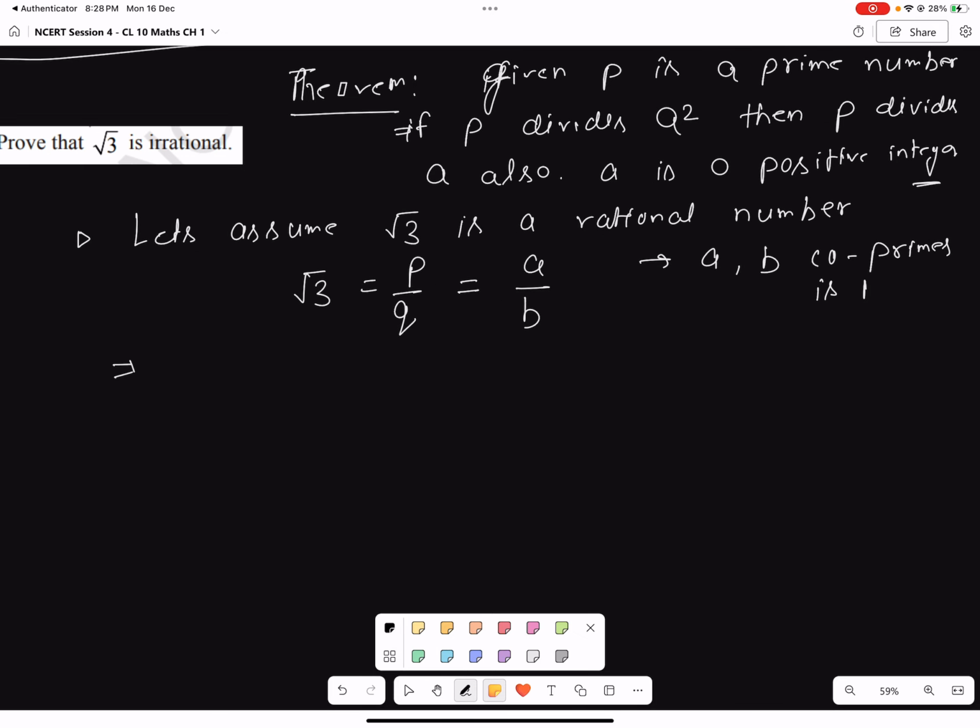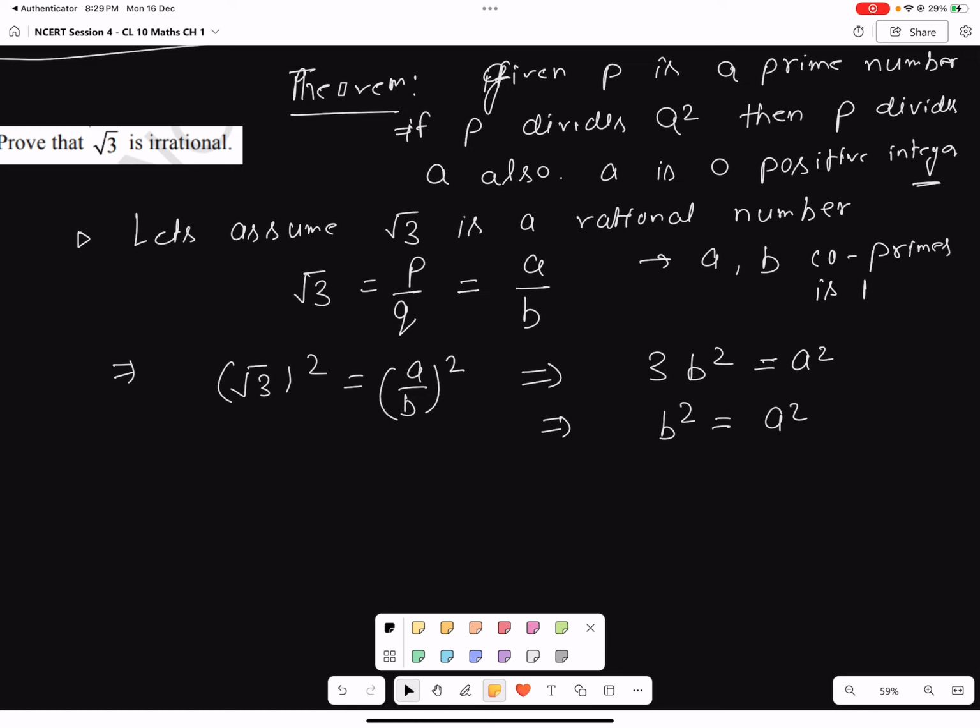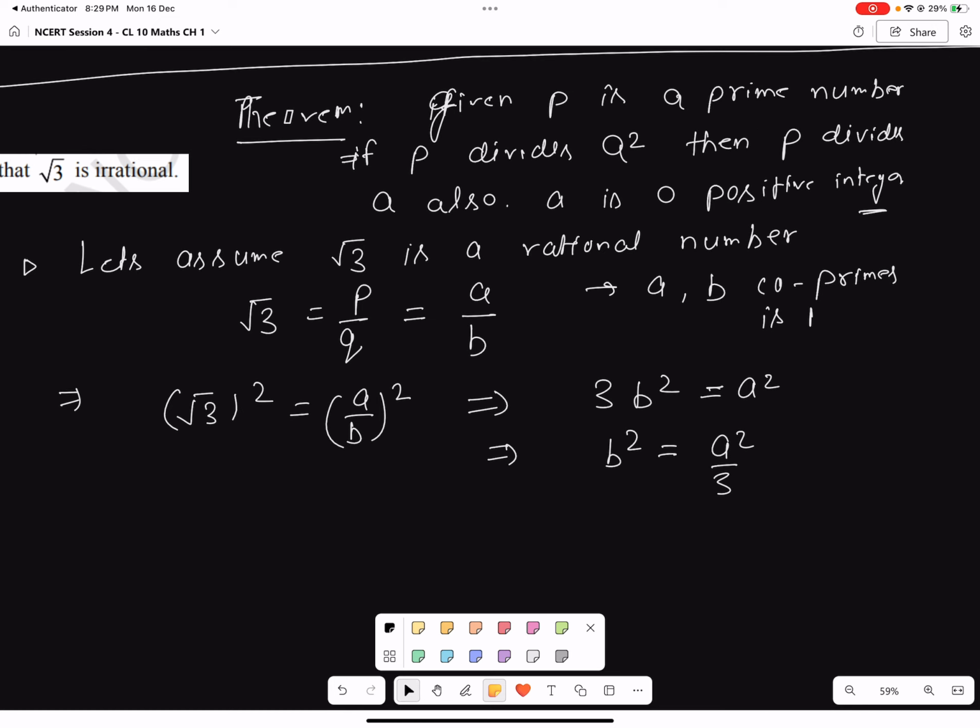right? Then the next step would be, we'll square both sides. So it will be root 3 square equals a upon b square, or we can write it down as 3b square equals a square, right? Or we can say b square equals a square upon 3. And then we can use this theorem here, right?